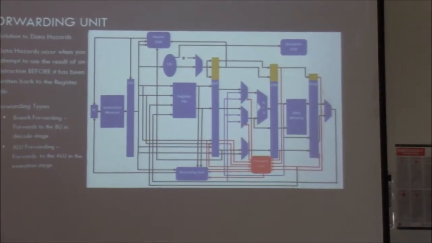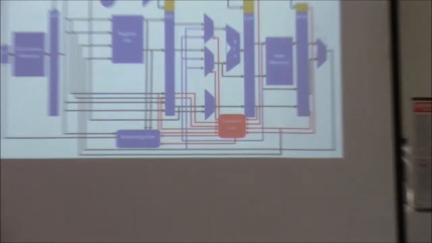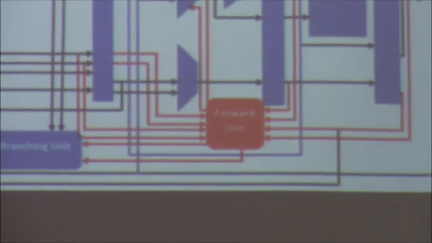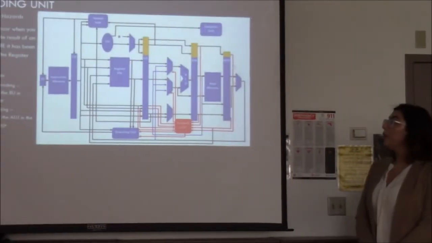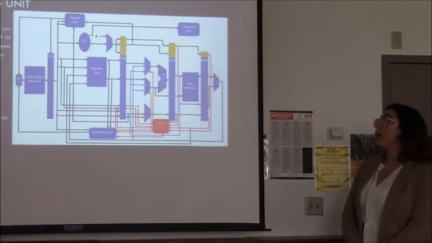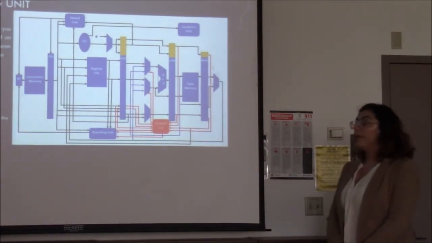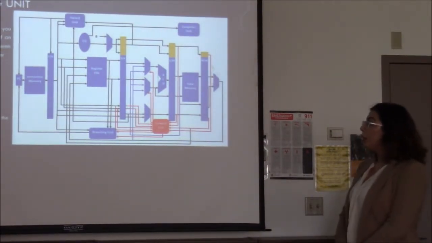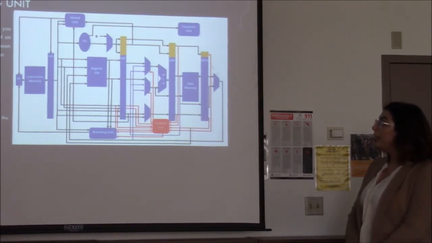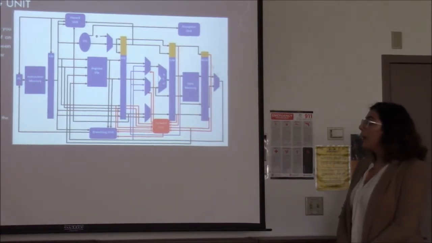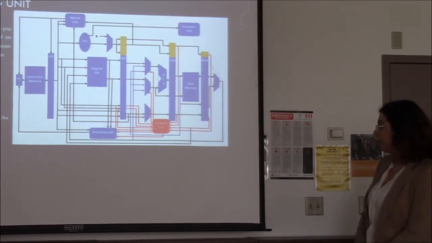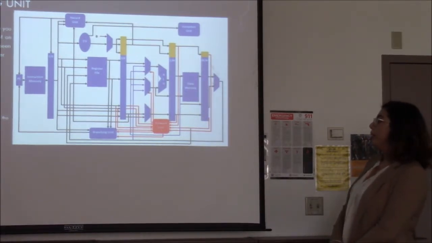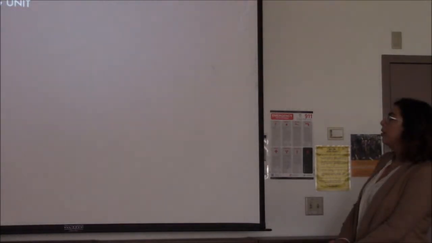Next, we have our forwarding unit. It's a solution to data hazards, which was one of the problems we encountered with pipelining. A data hazard occurs when you attempt to use the result of an instruction before it has been written back to the register file. We have two types of forwarding. We have a branch forwarding, which forwards from the branch unit into the decode stage. And we have the ALU forwarding, which forwards from the ALU into the execution stage. And we'll be looking into that a little closer as well.